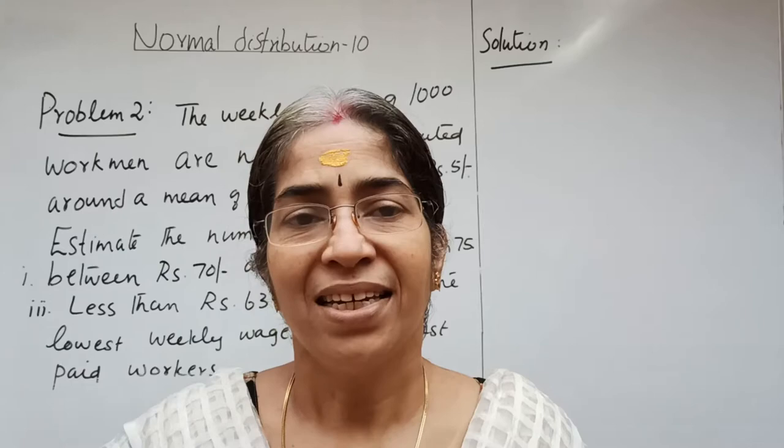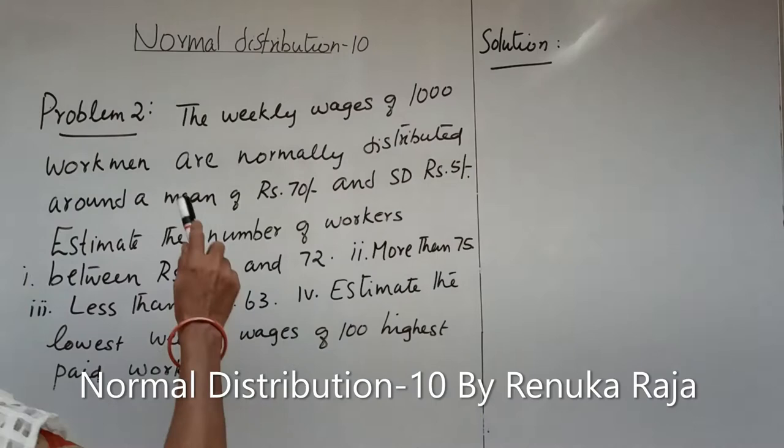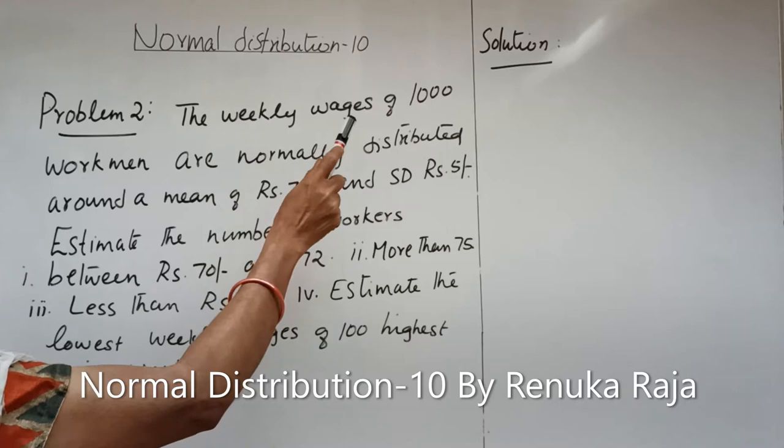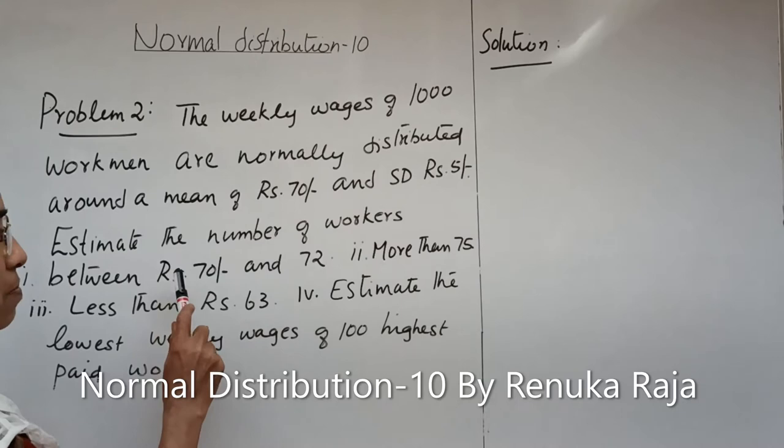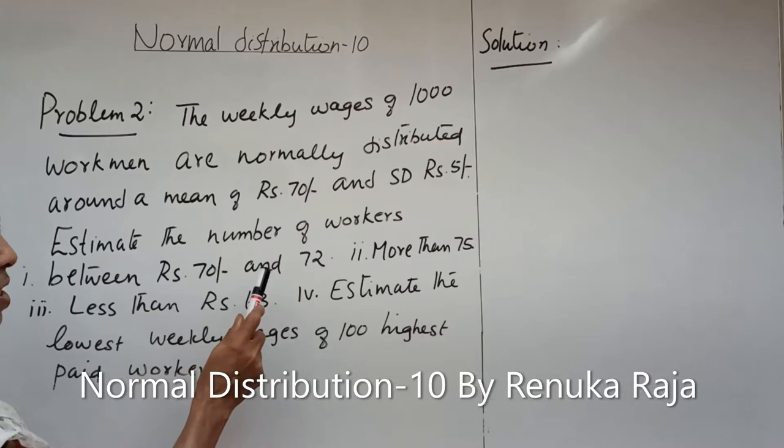Let us continue the problems on normal distribution. Okay, we consider a problem. Given the data, the weekly wages of 1000 workmen are normally distributed around a mean of rupees 70 and standard deviation rupees 5. Estimate the number of workers between rupees 70 and rupees 72.